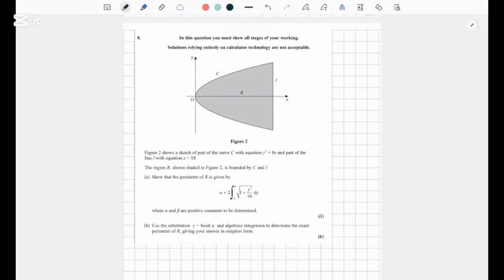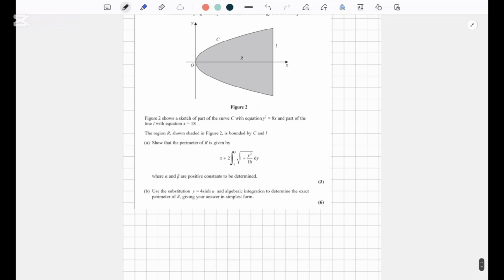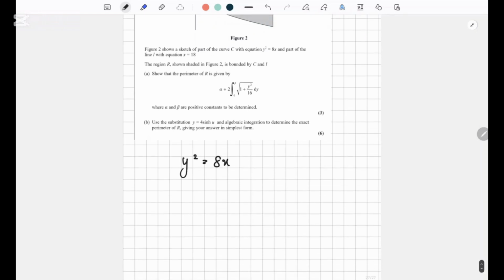Hi everyone, I'll be doing this for the PO3 question, and as you can see, it's a curve, and this is regarding perimeter. They've given us an equation of y squared equals 8x. But before starting the question, I just want to show you guys.